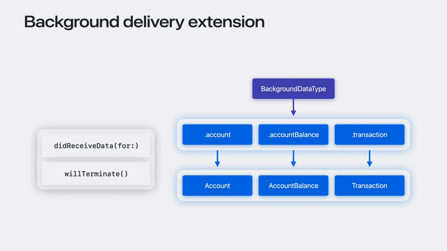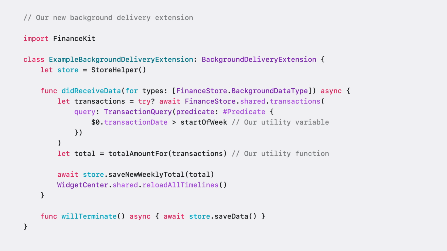Your extension has a limited time window in which to operate, and you are expected to write your extension with that in mind. willTerminate is called when your extension has reached the end of its time window, and it gives an opportunity to gracefully stop and save any ongoing work. Now for some example code. From within didReceiveData, you can use the FinanceKit API to query and process data from the finance store. We know our extension will only be called if transactions have changed, so we query all transactions since the start of the week and total their amounts. Once that's done, we add it to our store, update our widget, and exit the function.